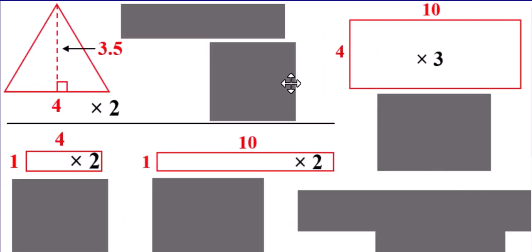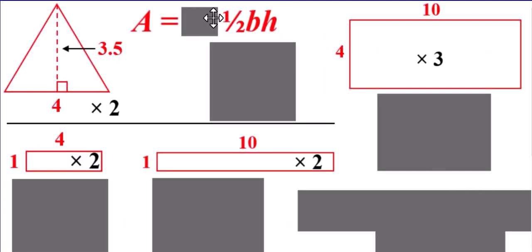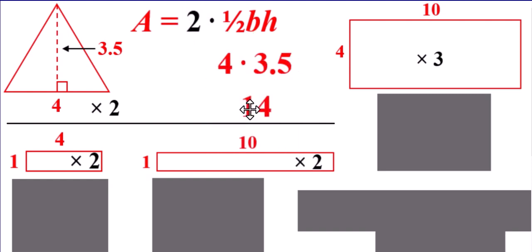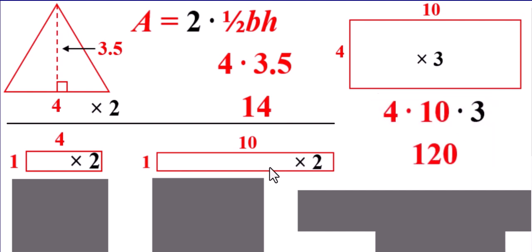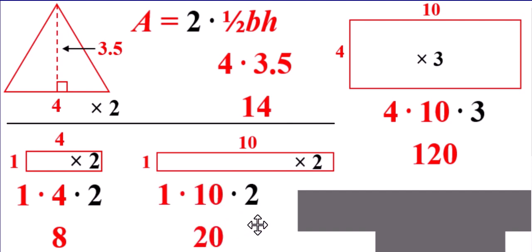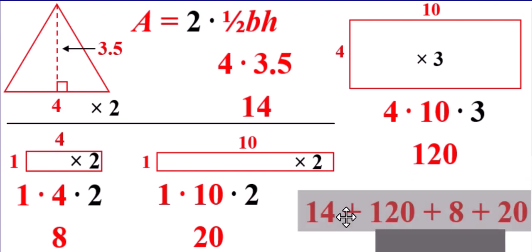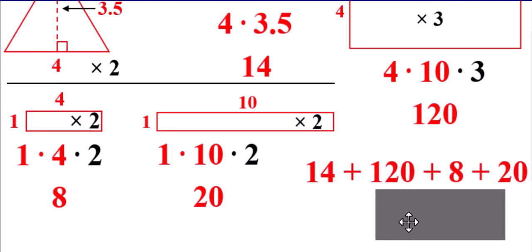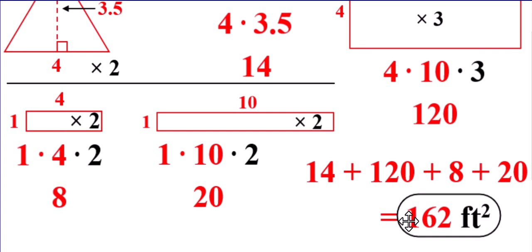Okay, so let's do the work. For the two triangles, 2 times 1/2 cancels out the 1/2. You're left with the base times the height, which gives you a total area of the two triangles of 14. For the 3 big rectangles, 10 times 4 times 3 gives you 120. For the little tiny rectangles, 4 times 1 is 4, times 2 is 8. For the 2 skinny 10 by 1 rectangles, that's going to give you an area of 20. Add all of these areas together in any order you want. You're going to get a total surface area of 162 square feet.